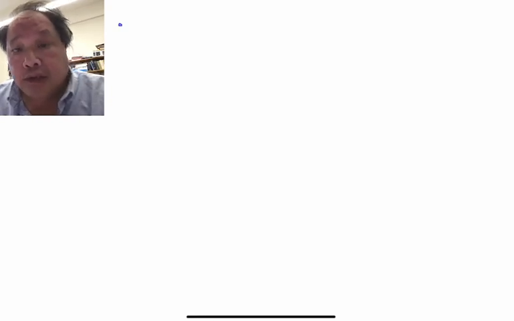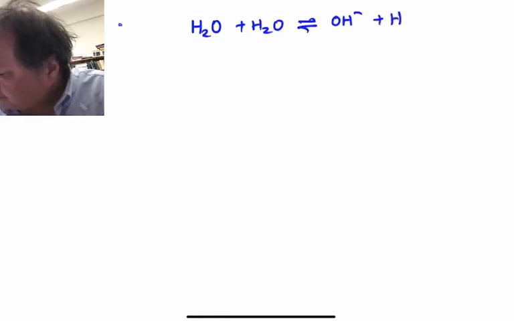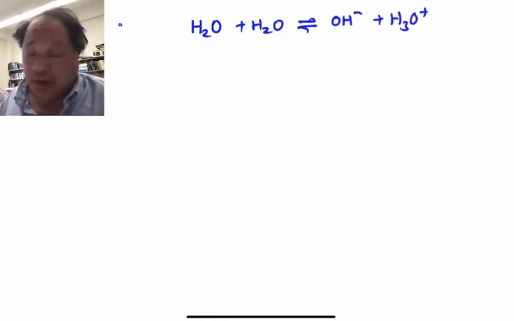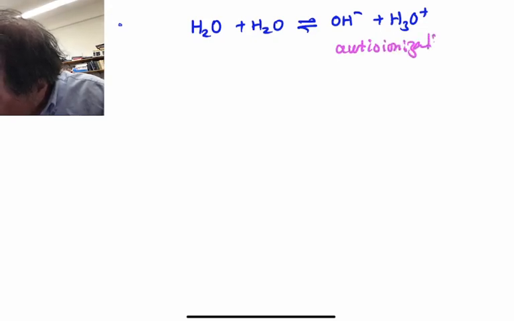Hi, in today's video we're going to consider water when it acts as an acid. So two water molecules can come together, one of them acting as an acid, losing its H+ to the other water molecule as shown here, and this reaction is known as the auto-ionization of water.